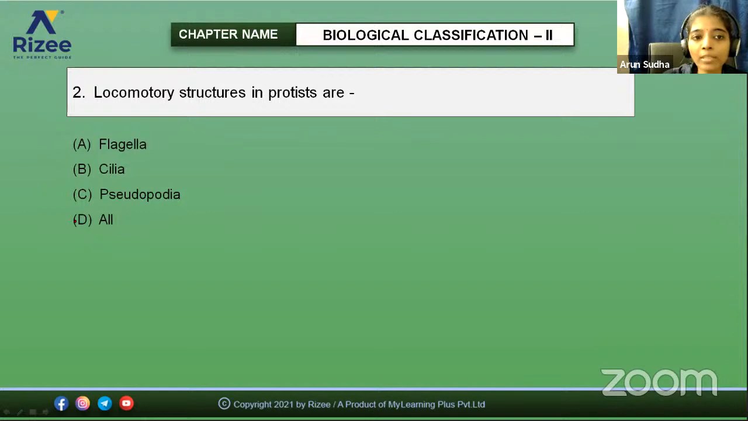Locomotory structures in Protista are flagella, cilia, pseudopodia, and all. So which is the correct option? Go through once, right? They have asked about locomotory structures in Protista generally. It is not for any particular type. For example, we saw flagellated, ciliated, and amoeboid movement. It is generally asked as what are the locomotory structures in Protists. So what will be the answer?